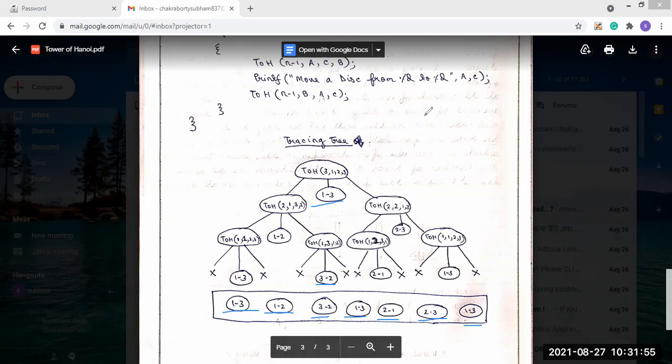So this is the tracing tree, and this is the algorithm of the Tower of Hanoi problem. Okay, clear?